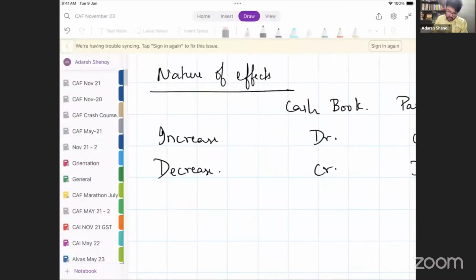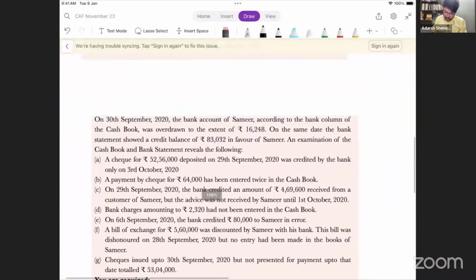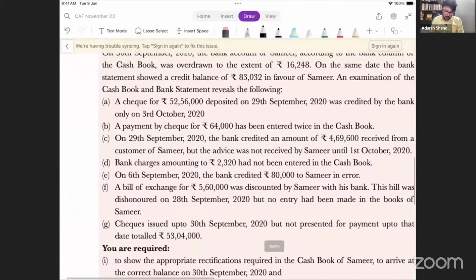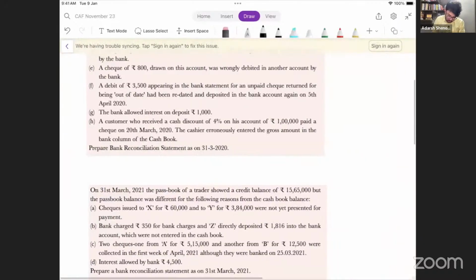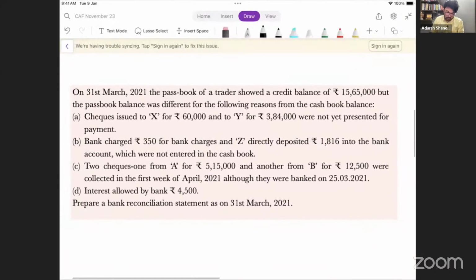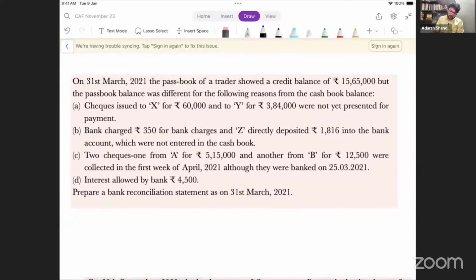So this is how the effects work, nature of effects. Okay. Now with this much knowledge, we will start with the problems. If anything comes in between, we will discuss it. On 30th September 2020, the bank account of Samir, according to the bank column of the cash book. Okay, no, not this question. I'm supposed to do this one. We'll do this one first. On 31st March 2021, the passbook of a trader showed a credit balance of 15,65,000, but the cash book balance was different. The passbook balance is different for the following reasons from the cash book balance.